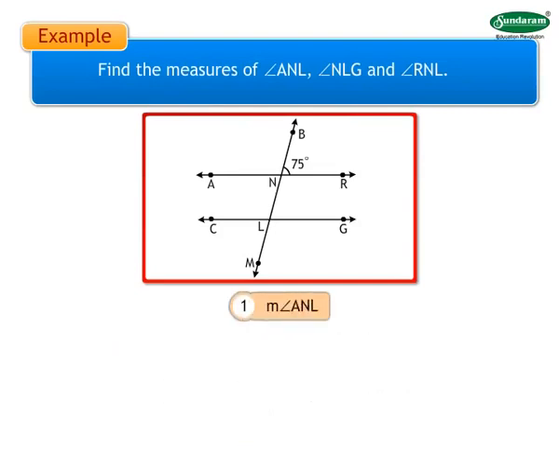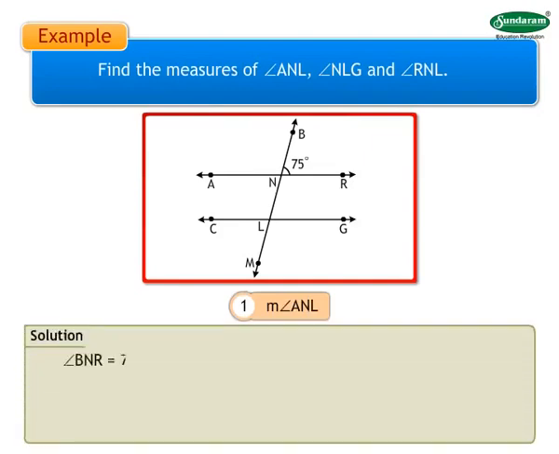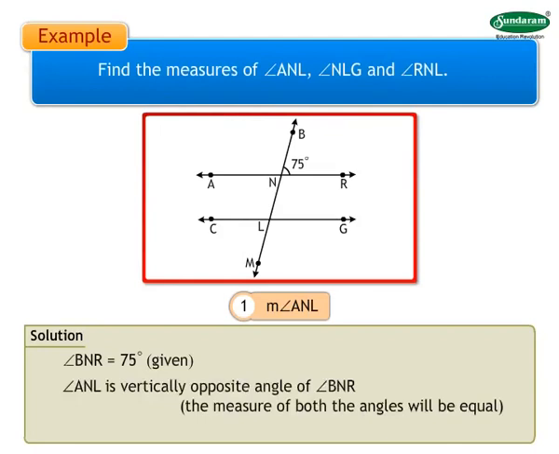Number 1. Angle ANL. Solution. It is given that angle BNR is equal to 75 degrees. Angle ANL is the vertically opposite angle of angle BNR. Hence, the measure of both the angles will be equal. Therefore, measure of angle ANL is equal to 75 degrees.